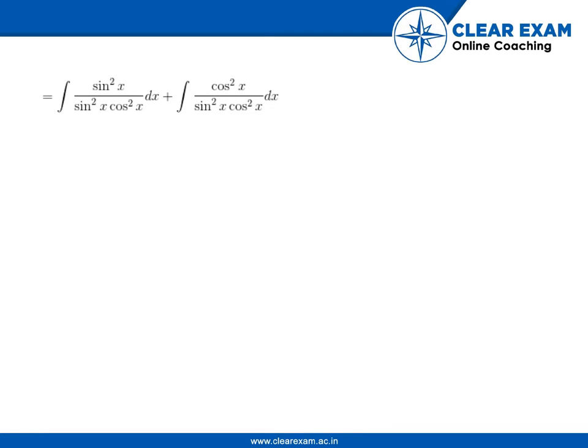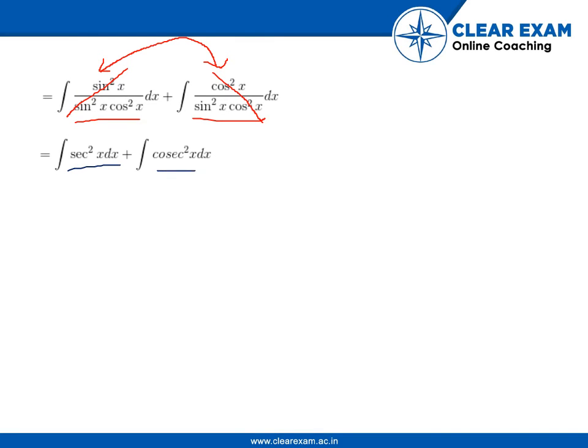They have distributed the numerator in two parts, sin square x upon sin square x cos square x. This is the first part, and this is the second part. This way this thing gets cancelled and this thing gets cancelled. So now what do we have? We have sec square x and cosec square x, and we already know the integration of both these standard functions. Integration of sec square x is tan x, and integration of cosec square x is minus cot x.